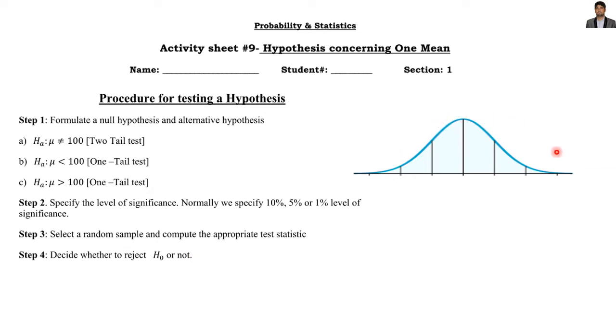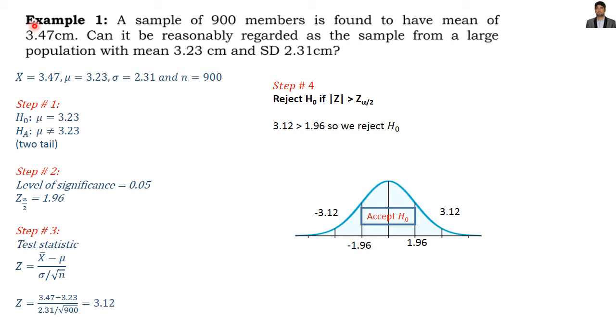Here we have a normal curve. This is called right tail and this is called left tail. Example number 1. A sample of 900 members is found to have mean of 3.47. Can it be reasonably regarded as a sample from a large population with mean 3.23 centimeter and SD 2.31 centimeter?